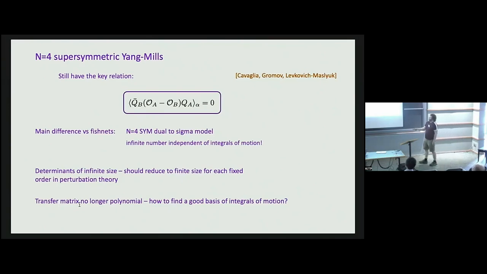Furthermore, the transfer matrix, which for me was polynomial, is no longer polynomial. So you need to ask yourselves, how do you expand it in a nice way to get a good basis of integrals of motion to go through all of this story?